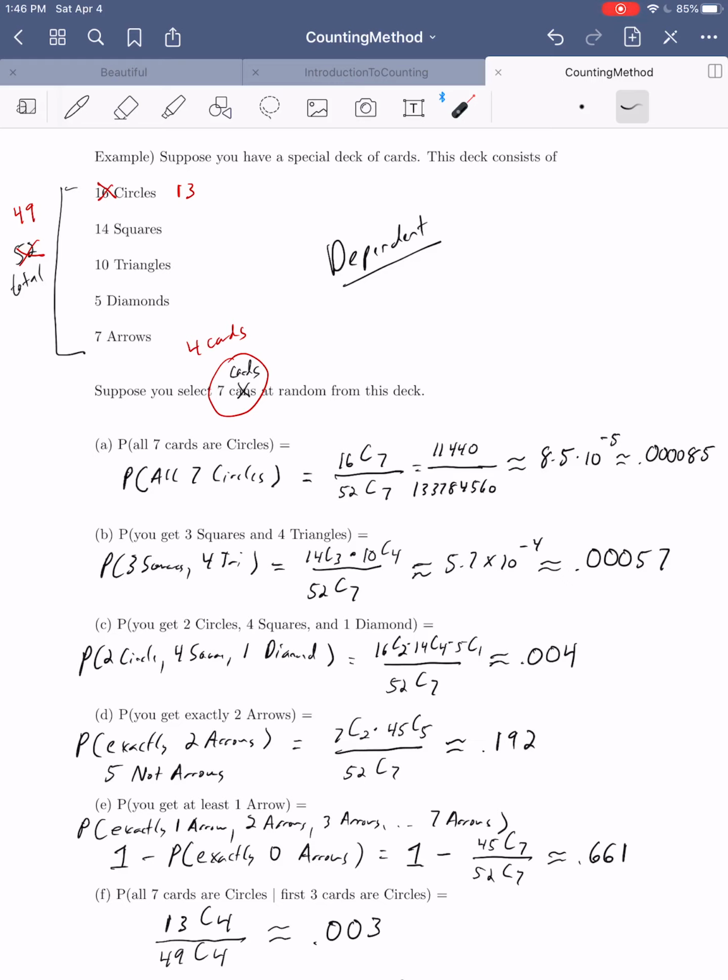So both of these examples just give you guys a lot of practice thinking about using this counting method anytime you have a dependent probability situation. In the next video, which will be our last on probability, we'll talk about how to use this counting stuff to help us in the independent situation.